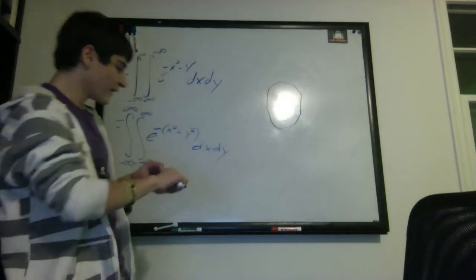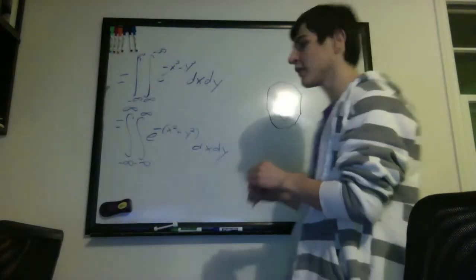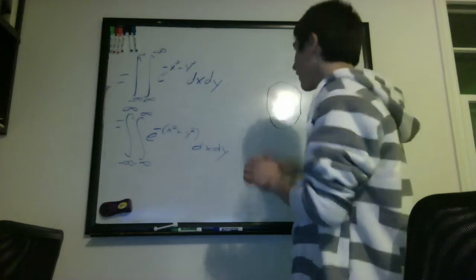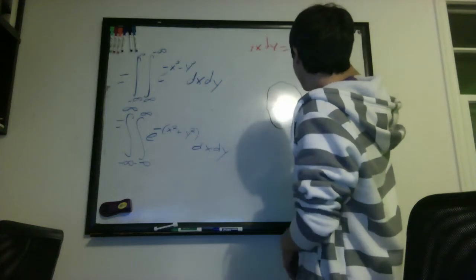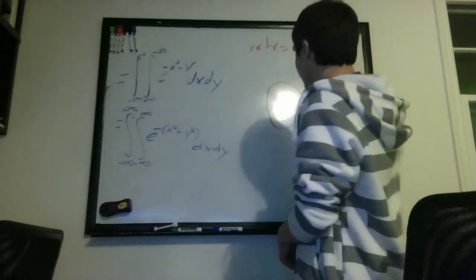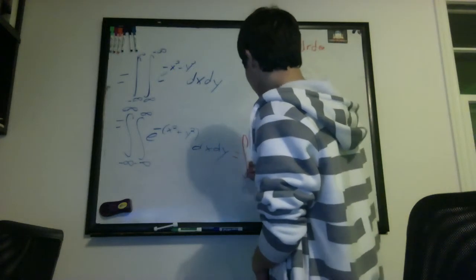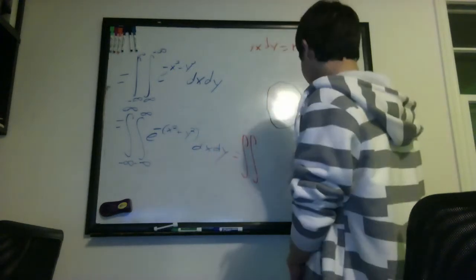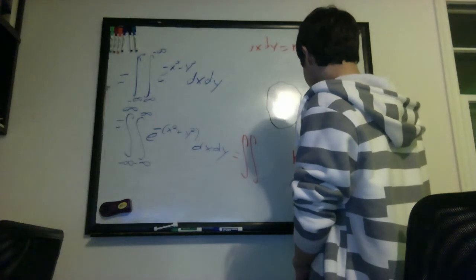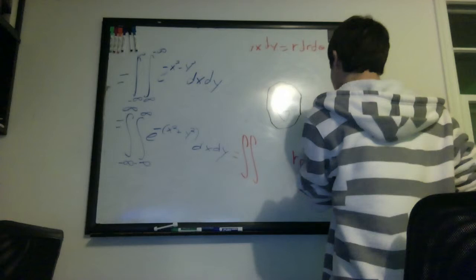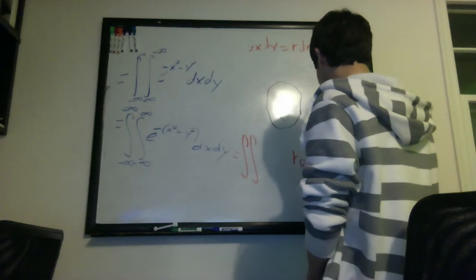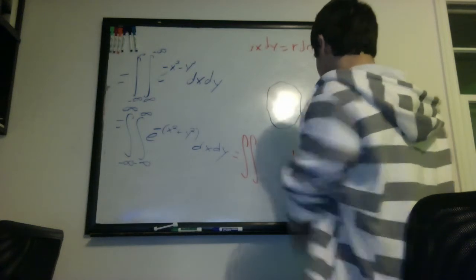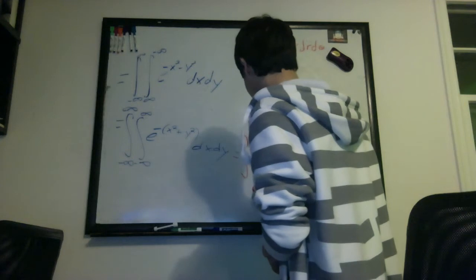Okay, now we're going to convert the integral to polar coordinates. I'll do that in red. First off, in polar coordinates, we know that dx dy is equal to r dr d theta. Actually, I'm going to do it in the other order. Usually you use r dr d theta, but for this one, it'll be easier to do r d theta dr.